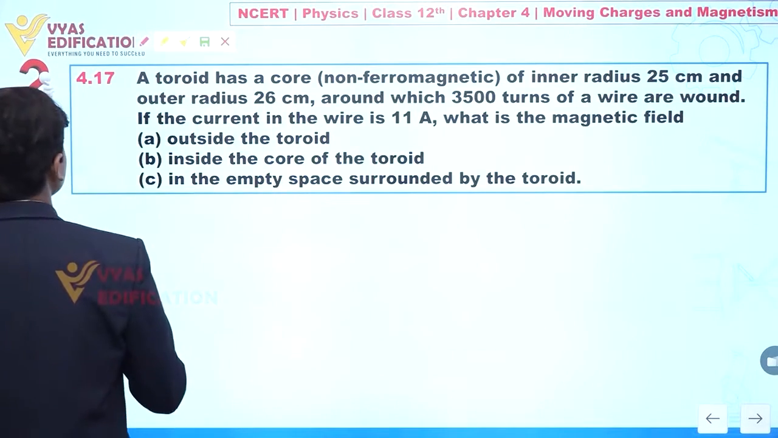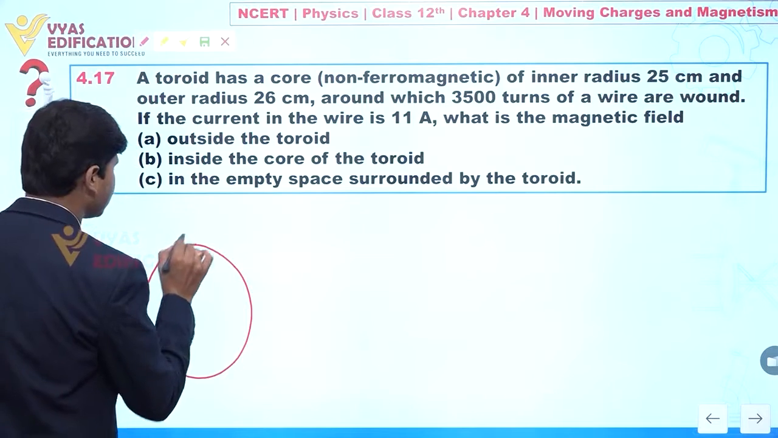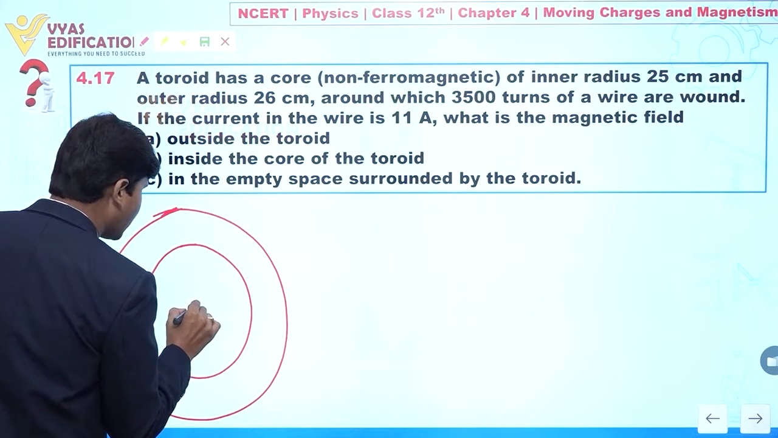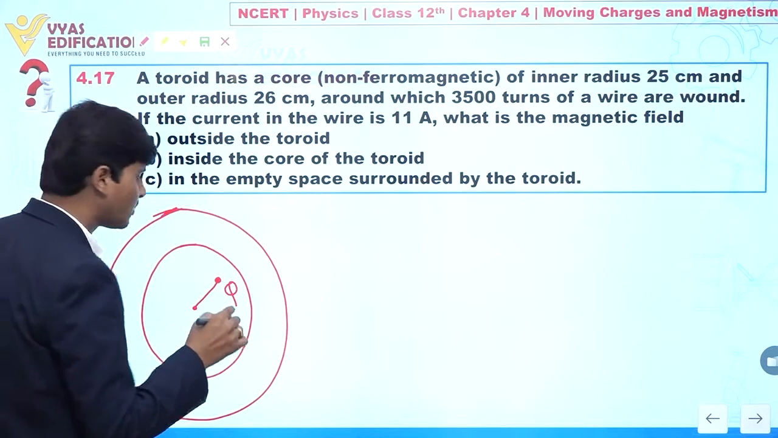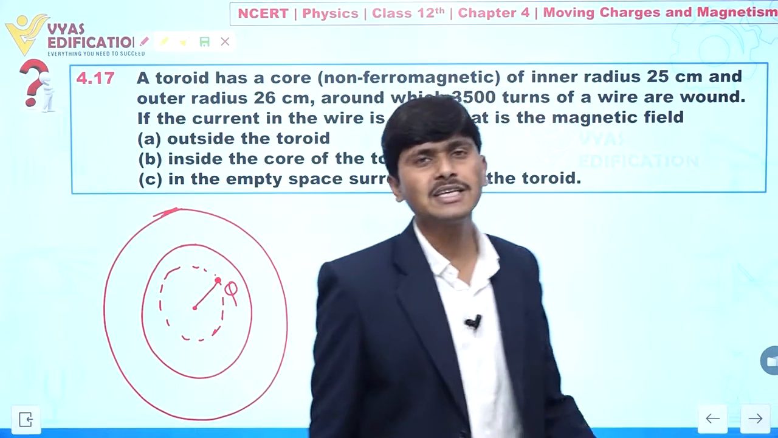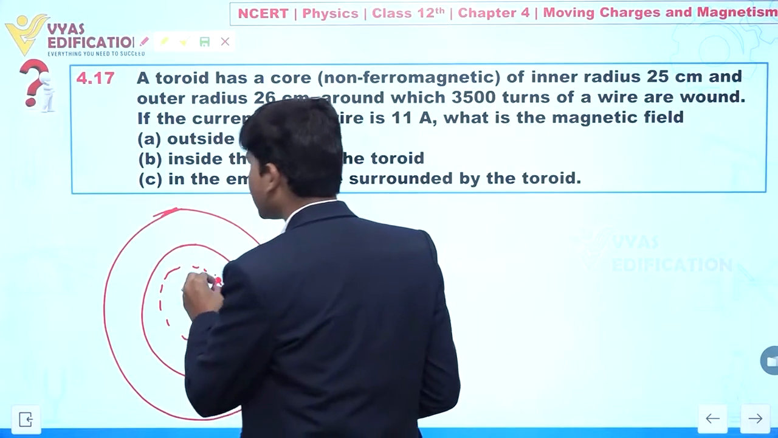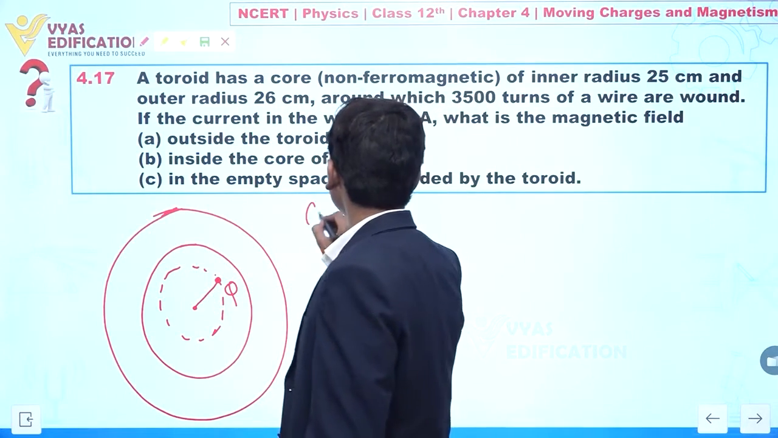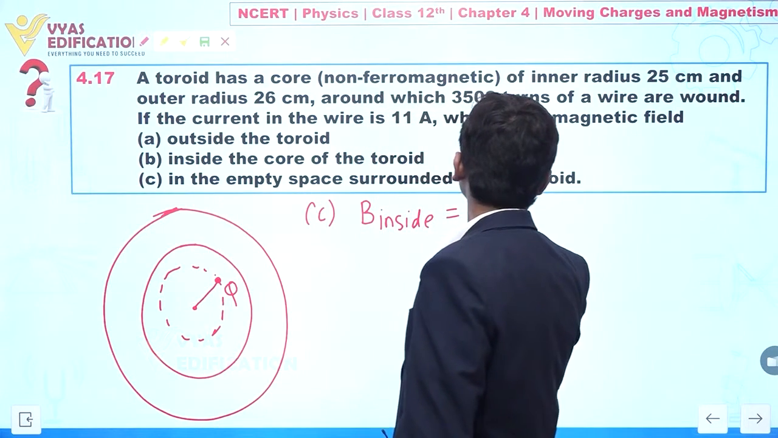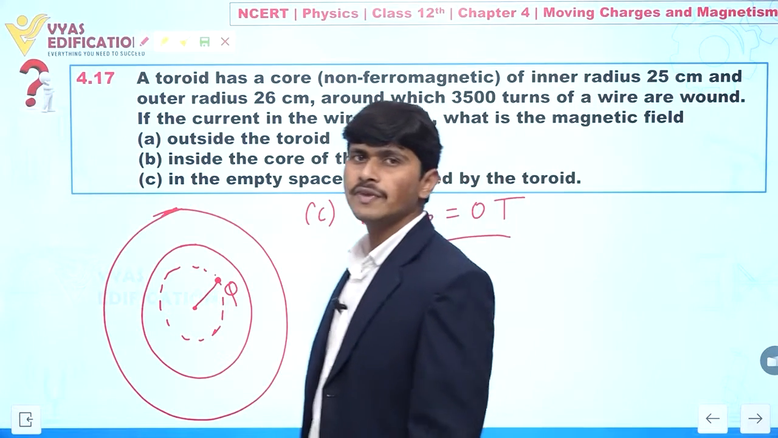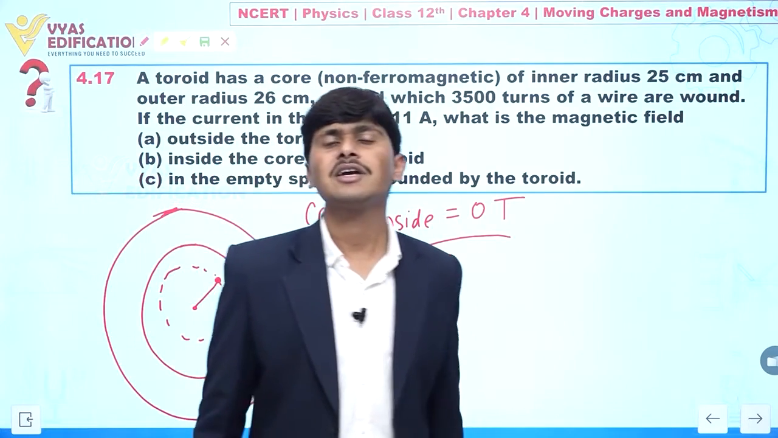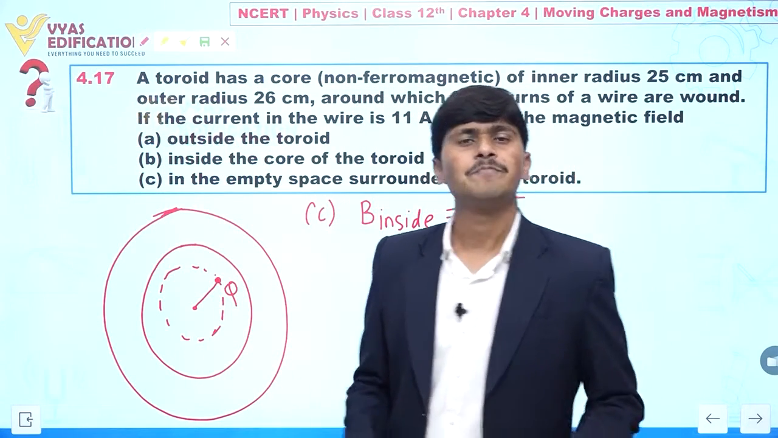Clear? So now you can see, suppose I again draw here this type, this is the core of a toroid. We can see if we are talking about any point that lies inside this toroid, if I draw here an Amperian loop, there is no current element that we find inside this Amperian loop. So for part number C, the value of B inside should be equal to 0 Tesla. Now in this question, whether we are talking about an outside point or an inside point, the magnetic field is 0.